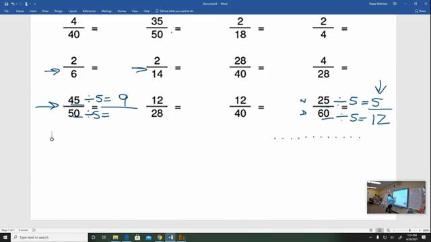45 divided by 5 is 9. 50 divided by 5 is 10, because you know how to skip count by tens. So 9 tenths. And again, you know there is no common factor that you can use to reduce 9 tenths any further.